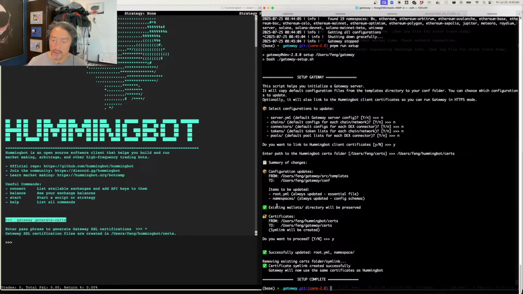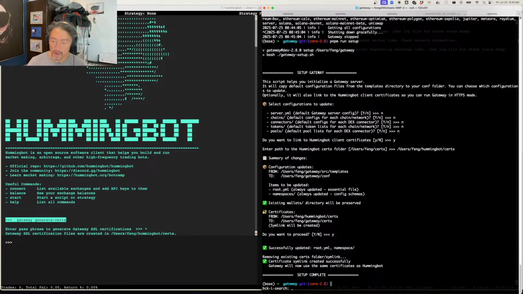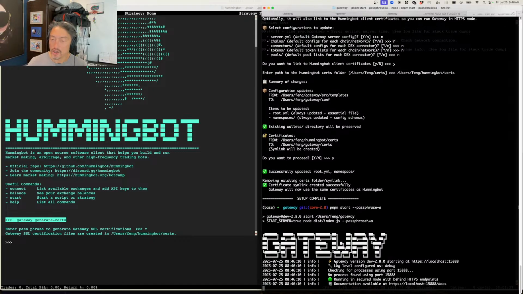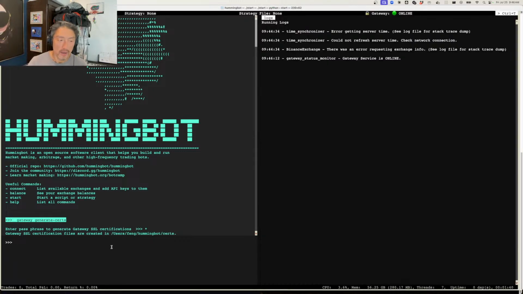So all we did is create a directory called certs with the same information as here. And now when I run gateway start, let's see, I can run pnpm start passphrase A. I'm not going to use a dev flag because I actually do want to run this in secured mode. And now you can see over here it says gateway online with the lock icon, which means that gateway is connected and protected behind SSL.